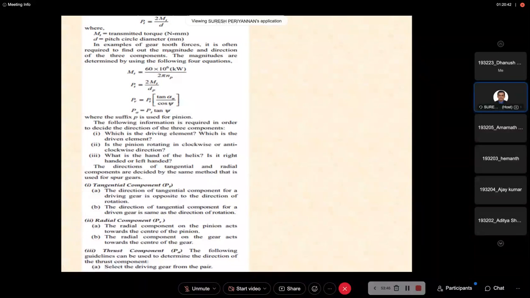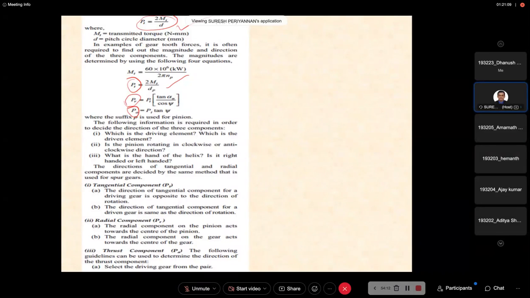Now I come to this. This is a standard calculation. PT is equal to 2Mt divided by d. From this relation, we are able to find the torque. Once we are able to find the PT, then we are able to find the PR, the radial force, and the axial force, or thrust component.